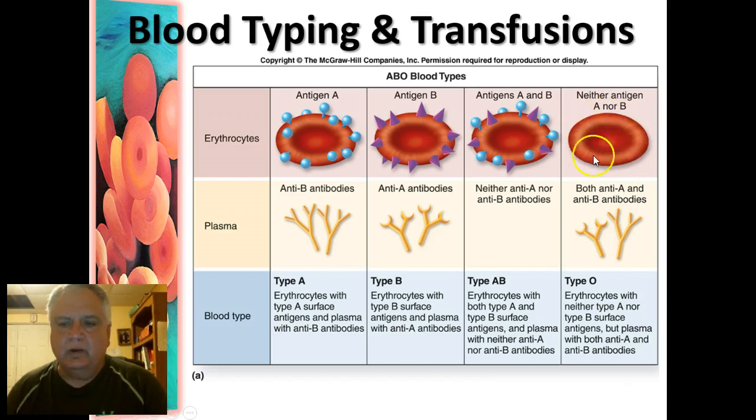But one of the things we noticed here is that type O blood can be donated to type A because of the lack of surface antigens. It can be donated to type B because of the lack of surface antigens. It can be donated to AB because of the lack of surface antigens. For this reason, blood type O is oftentimes referred to as the universal donor.